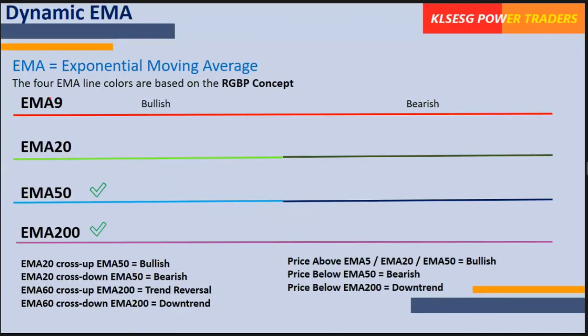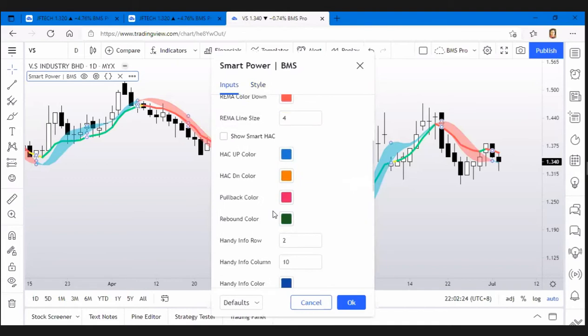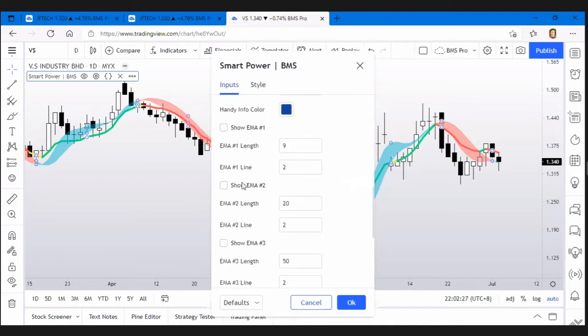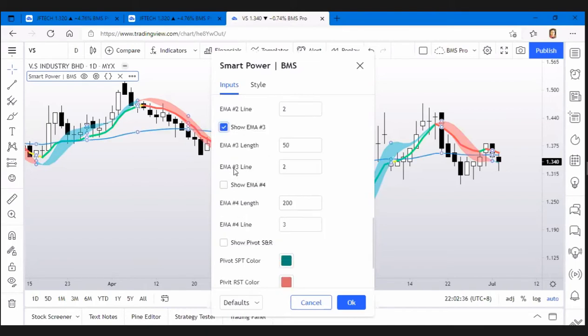So last time we used EMA 9, we no longer use EMA 9. We no longer use EMA 20. But this kind of EMA is still available in the chart, in the smart power indicator settings. You can move to here. Then you can see the EMA line 1, line 2, line 3, and line 4, these kind of things to show. So I only use this one, show EMA 3, which I set to 50, or 60. Now I find 50 is okay. 50 is the quite standard one, universal one.